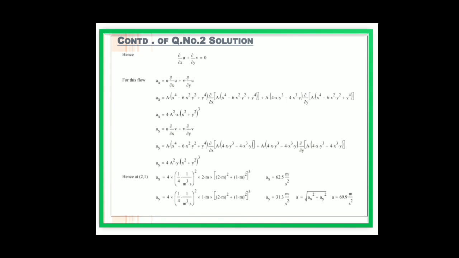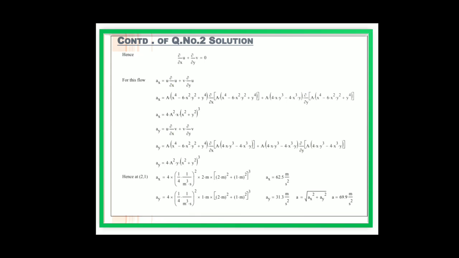Then ay = a(x^4 - 6x^2y^2 + y^4) ∂/∂x [a(4xy^3 - 4x^3y)] + a(4xy^3 - 4x^3y) ∂/∂y [a(4xy^3 - 4x^3y)], which is similar to the ax direction. Then ay = 4a^2 y (x^2 + y^2)^3.